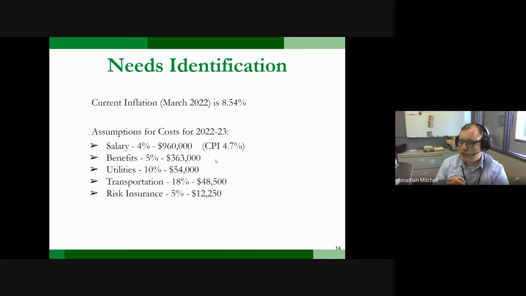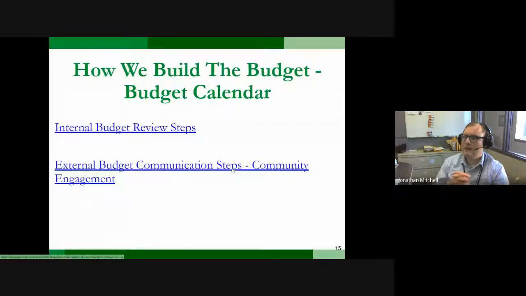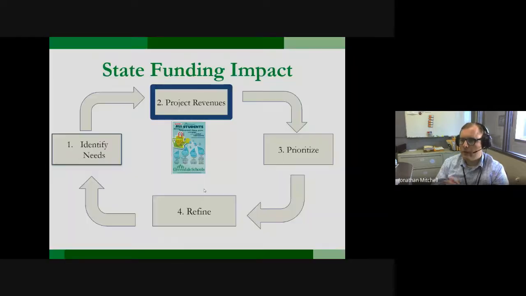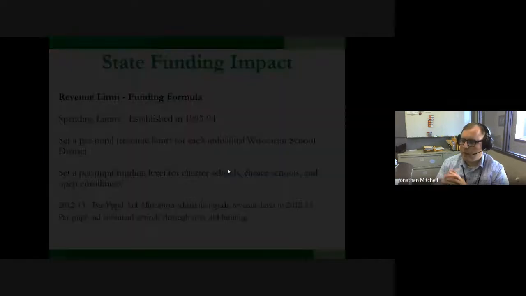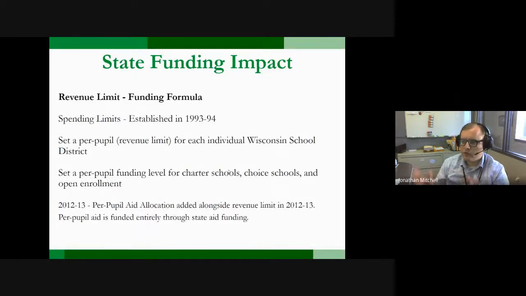Then risk insurances are planned to go up 5%, and that would be $12,250. So these are costs being built into the system as we do that needs identification. We work through both internal steps and external budget review steps as we engage the community, and we'll talk further about those.